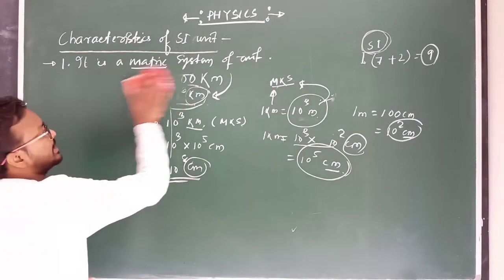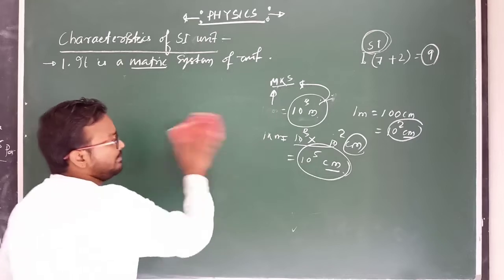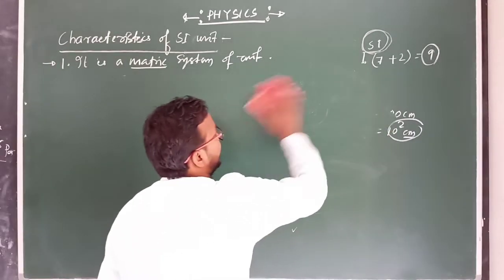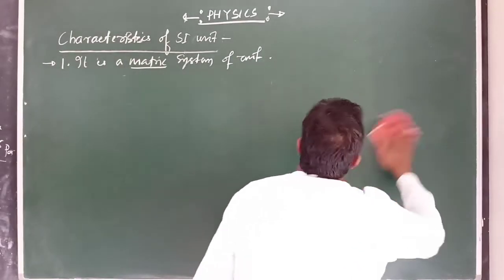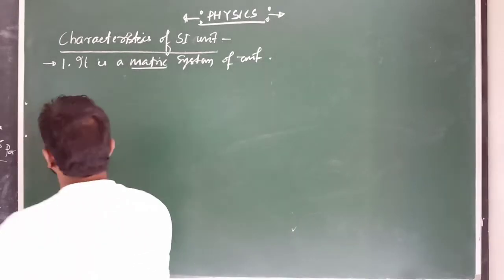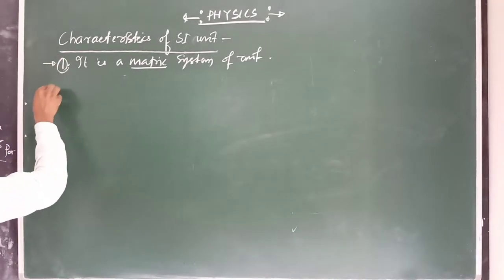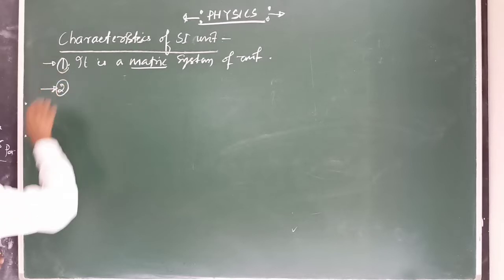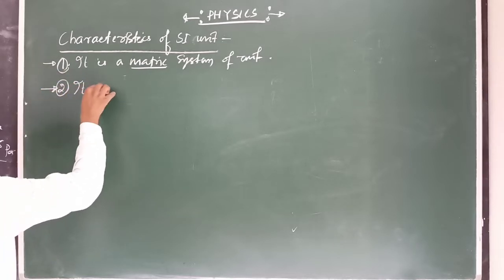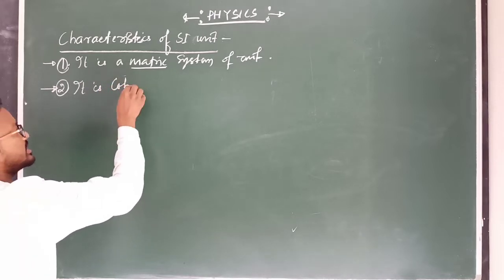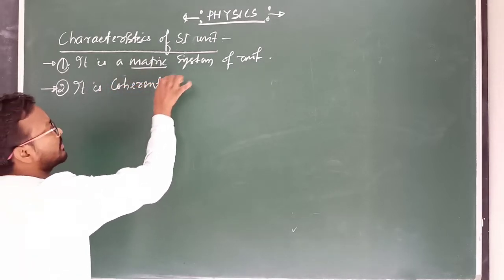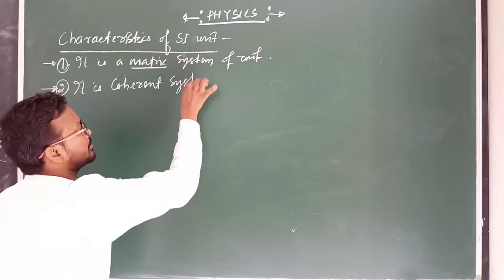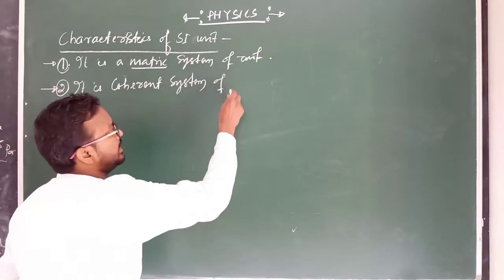Clear? So next will come another characteristic of the SI system. This is the first point, and there is another point, the second point, and it is a coherent system of unit.